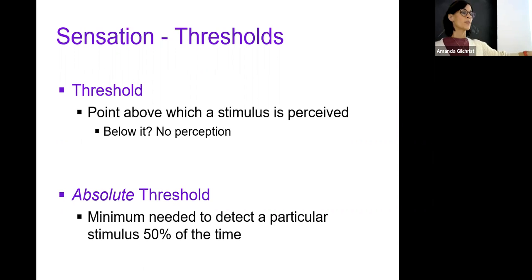Anyway, so our being able to sense something is based on a threshold. If something is below our threshold, we will not perceive it. If something is above our threshold, we will perceive it. So that threshold is really critical. Now, we have what is called an absolute threshold. This is the minimum that we need to detect a particular stimulus 50% of the time. We'll talk about why it's 50% in a minute, but I want to give you an example of how thresholds pop up in your everyday life.